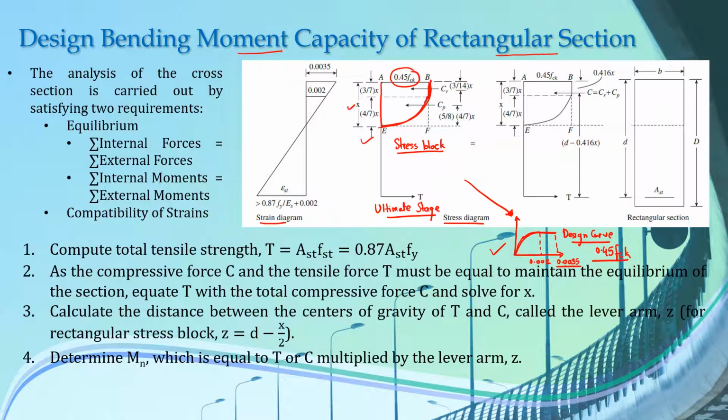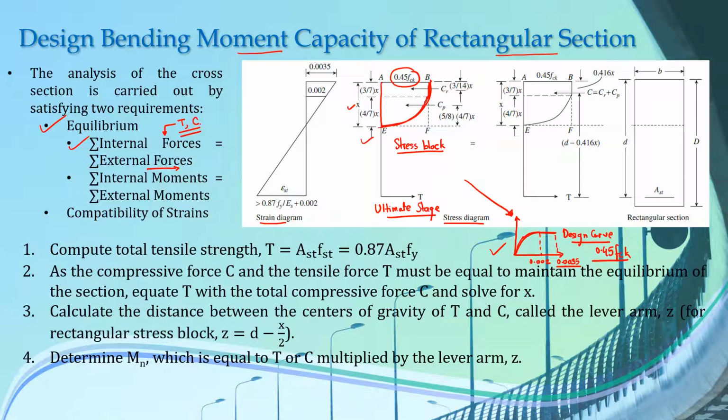And to calculate the design bending moment, we have to satisfy two requirements. That is, there are two principles. The first is the principle of equilibrium, and in equilibrium there are two principles. The first is that the sum of internal forces should be equal to the sum of external forces. There are no external forces acting on our beam. There are only internal forces, and these internal forces are the tension force and the compression force.